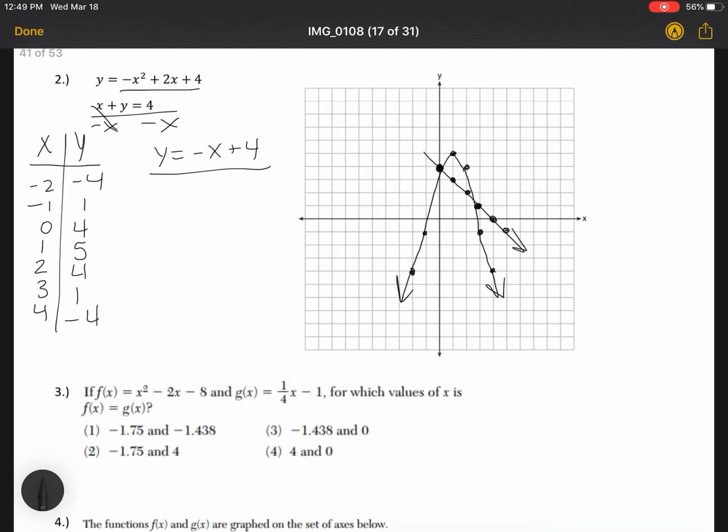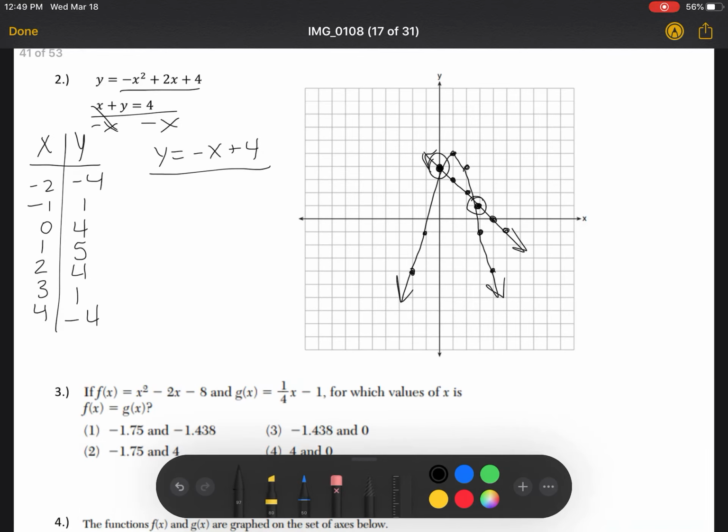And remember, you don't have to plot every single point for that line. Your main concern is you want to find where these things are crossing. And it looks like I messed up my parabola, so I'm going to try that again. Let's try those points again. Okay, -2, -4, 1, 2, 3, 4. -1, +1. There, that's better.